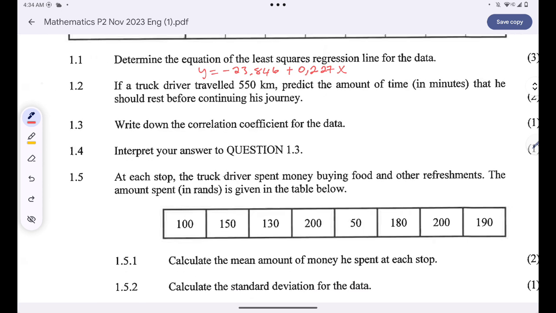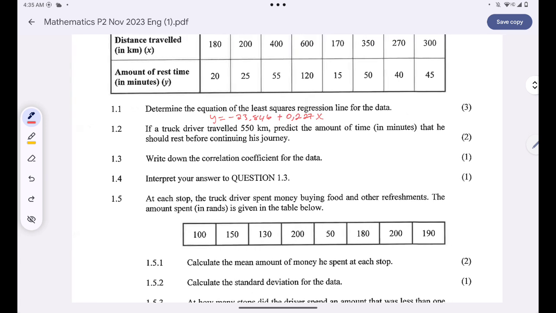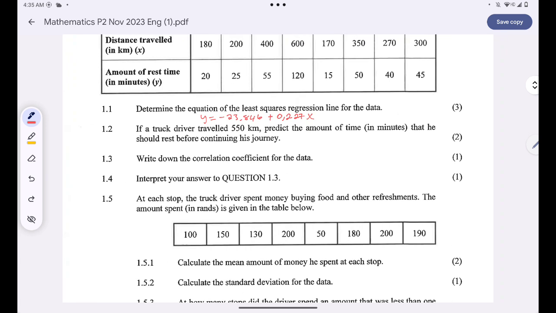You just need to press your calculator and then you'll get full 3 marks. Okay, but if the truck driver traveled 550 kilometers, predict the amount of time that he should rest. We are given the distance traveled by the driver. The only thing we need to do is to find the corresponding y value. How can you do that? We just punch our calculator.